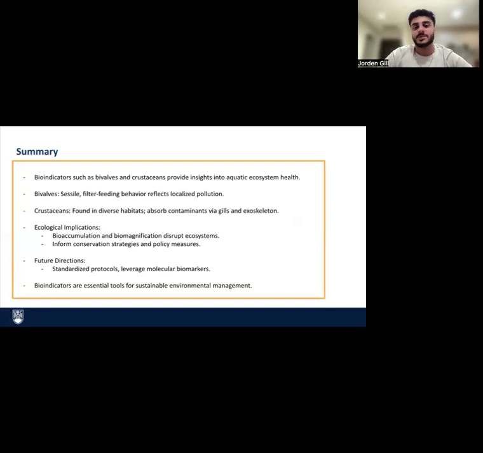And then future directions, we talked about how we can develop standardized protocols and leverage molecular biomarker techniques in order to find a direct link between bioindicator responses and certain pollutants, which would really expand the area of bioindicators in order to create effective policies. And then lastly, I want to leave with the statement saying that bioindicators are essential tools for sustainable environmental management techniques.